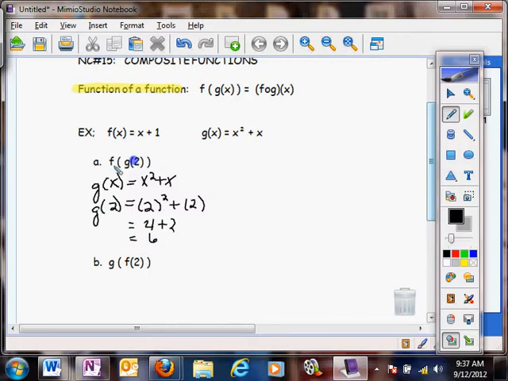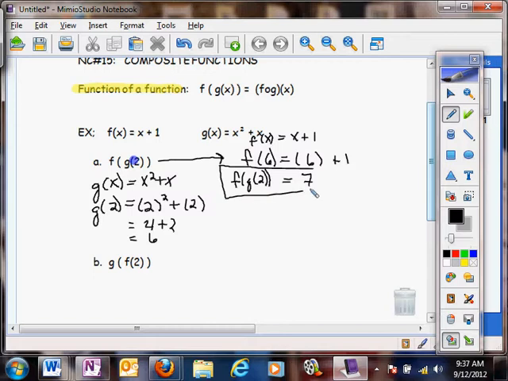That means when I'm looking for f of g of 2, I'm really looking for f of 6. So if f of x is x plus 1, then f of 6 is 6 plus 1. Plug in the 6, and I get 7. So f of g of 2 is 7. Remember to work from the inside out.